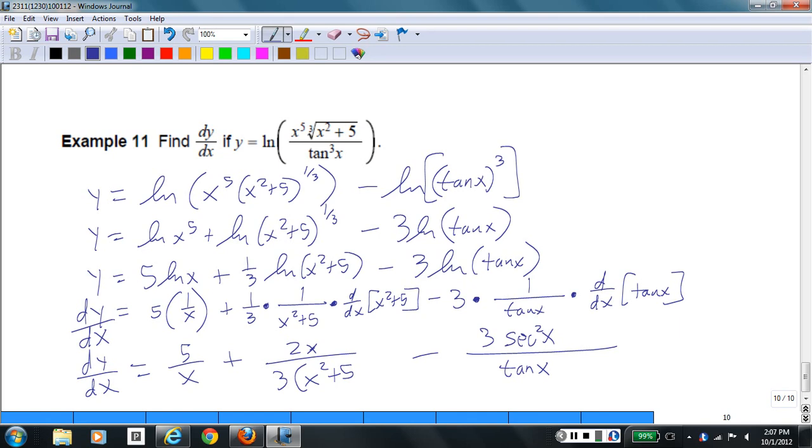It's supposed to be another parentheses down on the bottom there. So 5 over x plus 2x over 3 times the quantity x squared plus 5, minus 3 secant squared x over tangent x. This one right here? Yes, definitely, yes. I think that's it. I think that's it.